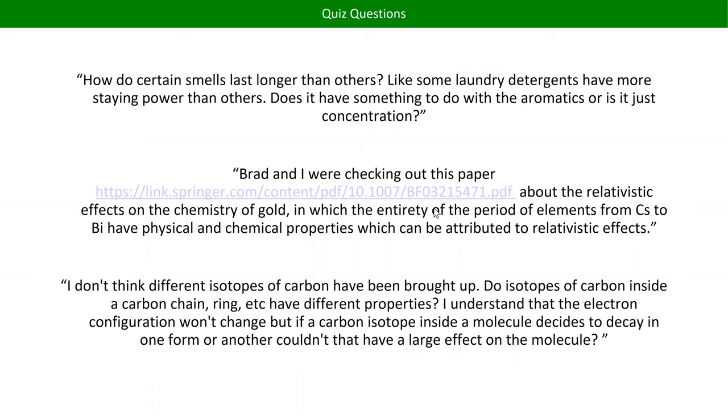And then last but not least, I'm going to leave you with a little bit of a teaser for next quarter. We haven't talked much about different isotopes of carbon. Different isotopes of carbon don't really affect any electronic properties. And electronic properties are the properties that we actually care about in OCHEM, right? Everything in OCHEM has to do with electrons and stereo and electromagnetic force.